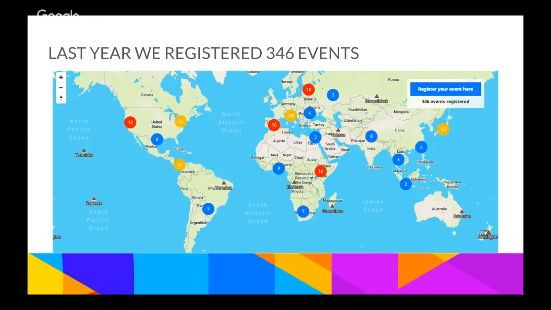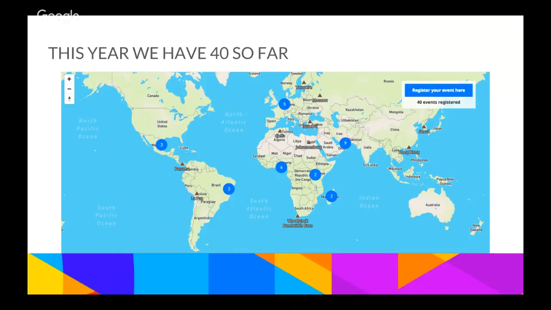So this is the 8th year that Open Data Day is happening. Last year, we had 346 events registered across the world, which was an all-time record. And this year, we are in 40 so far. So if you haven't registered your event, you can go to opendataday.org and register your event so that it shows in the map with the rest of the events, and that way people can see if there's something happening in their city and they can attend the Open Data Day event.